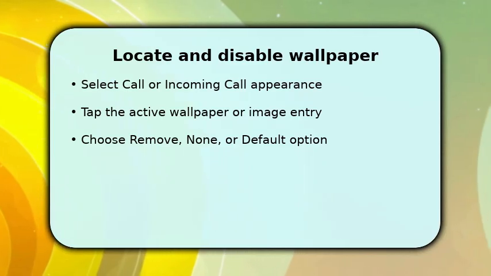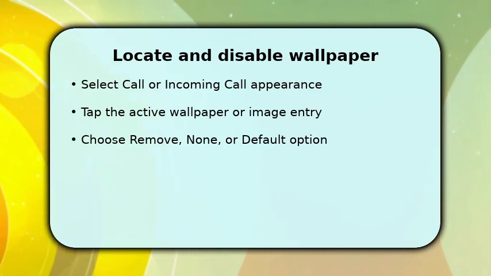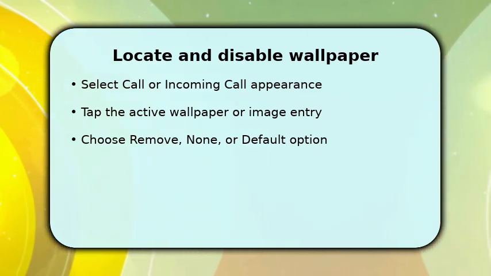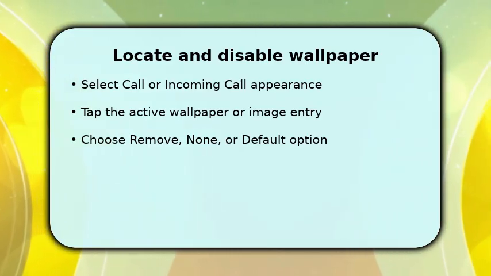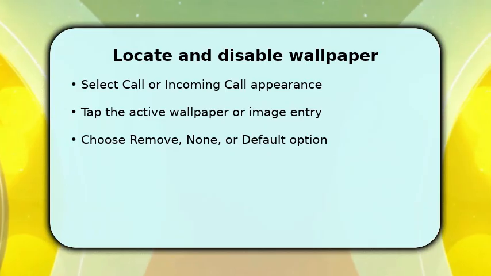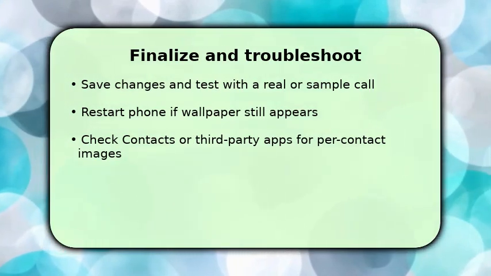Choose Remove, None, or Default to clear the image. On some Android skins, you'll see a trash icon or three-dot menu. After choosing, check an example call screen preview to confirm the wallpaper is gone. Save or confirm the change, then test with a real call or the built-in preview so you verify success.